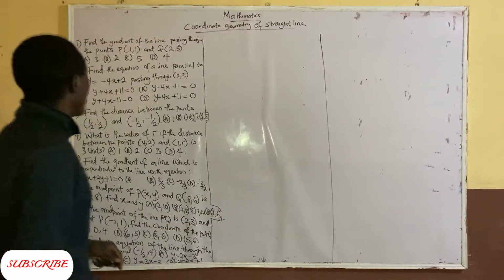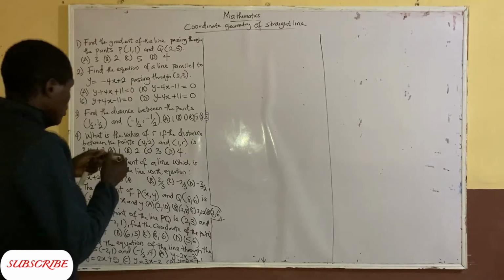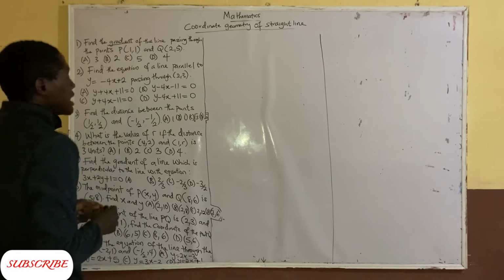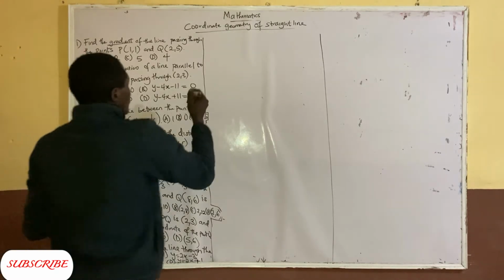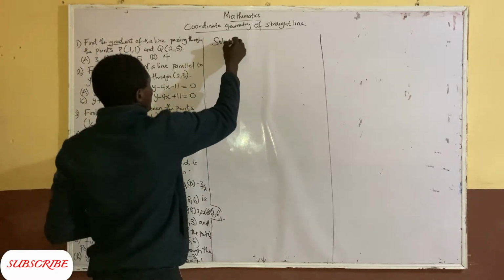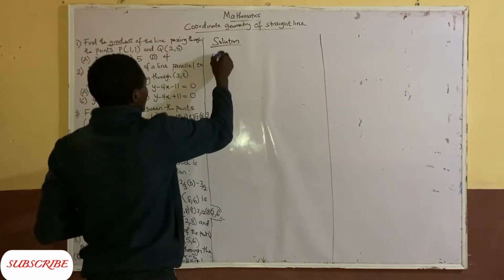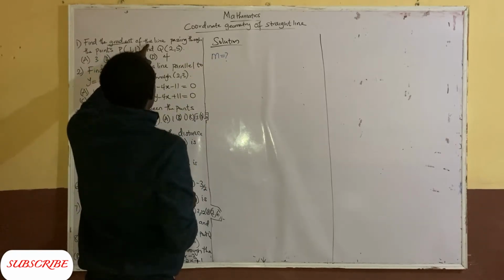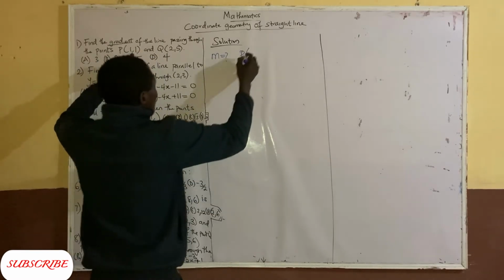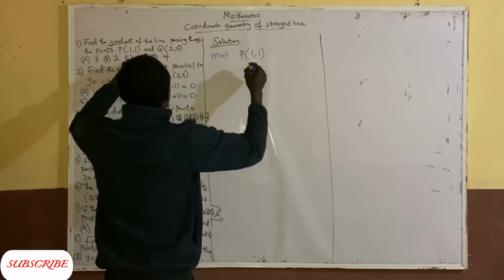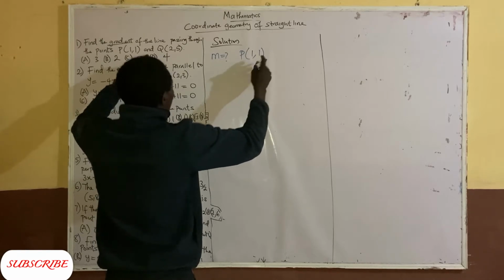So question number 1 says: find the gradient of the line passing through the point P1. We are asked to calculate the gradient. Look at the word gradient. Gradient means the slope. Calculate the gradient m of the line passing through the points P(1, 1) and Q.